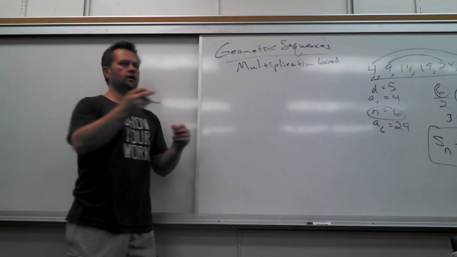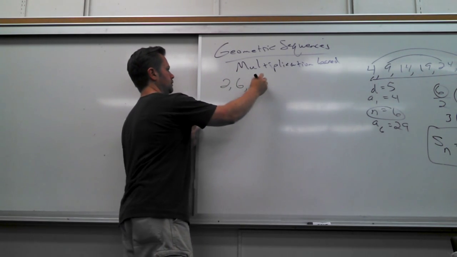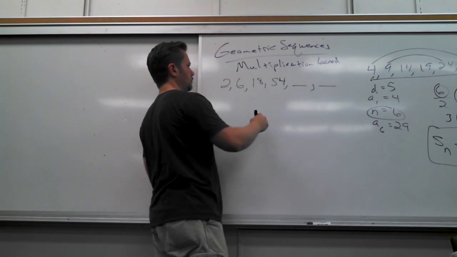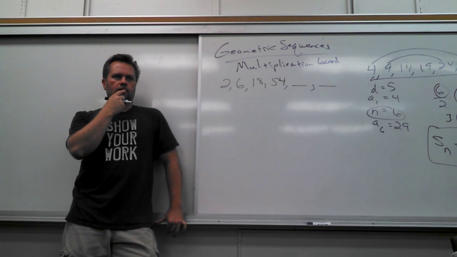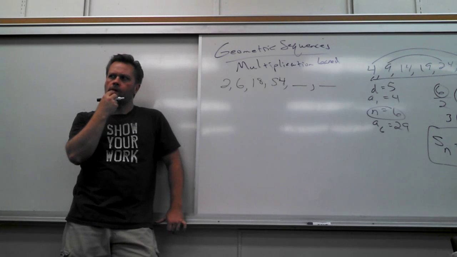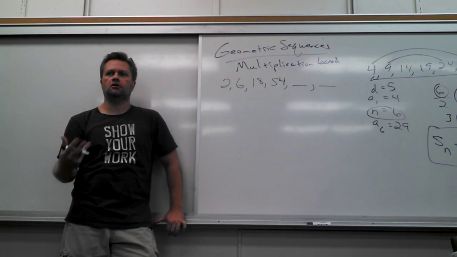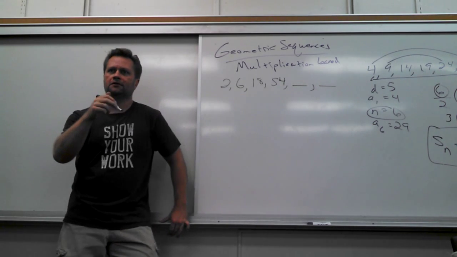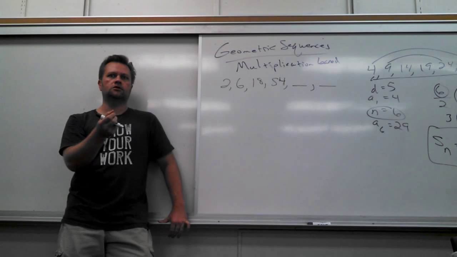So for example, I have this here: 2, 6, 18, 54. This looks very much like a problem that was on the first test for some of you. Obviously this is not arithmetic, because here I added 4, here I added 12. Well, it's not arithmetic. So how do I check to see if it's geometric?